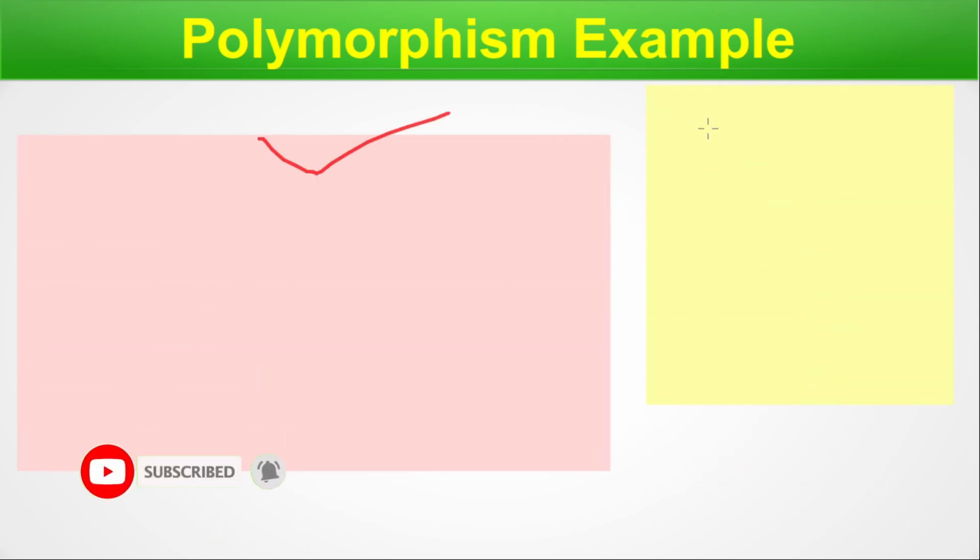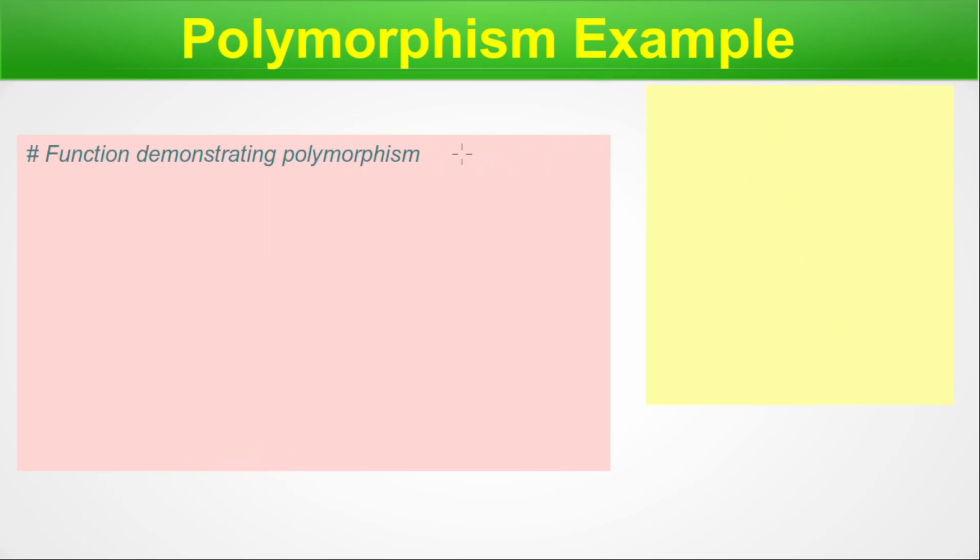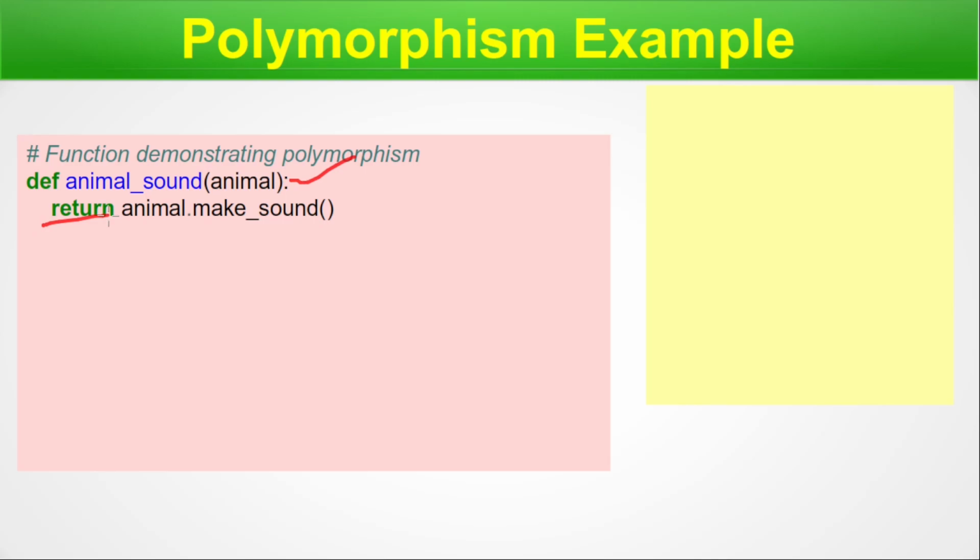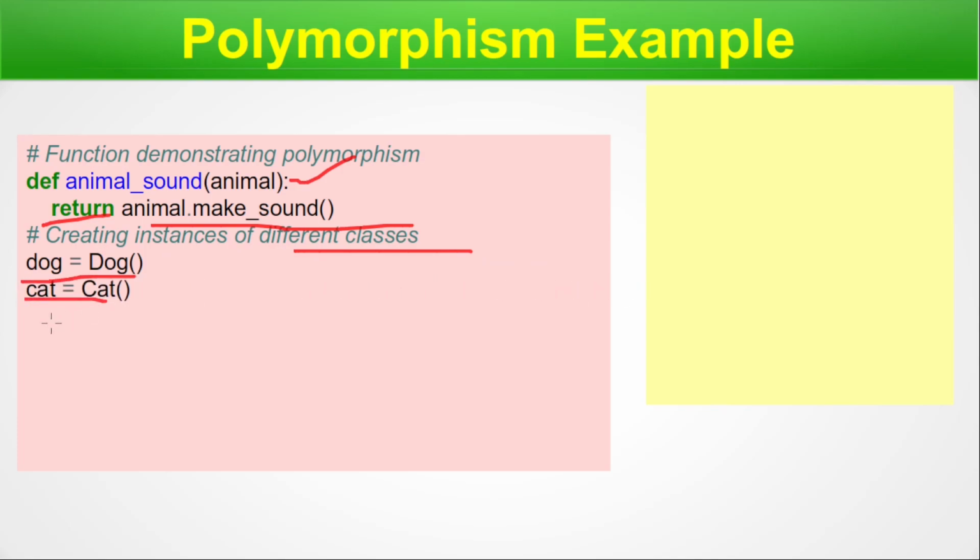The pink box will contain the code and the yellow box will contain the explanation. Function demonstrating the polymorphism. So def animal sound, which we just talked about in the last slide. And here return animal.make_sound, creating instances of different classes. Dog, then dog, Cat, then cat, Bird, then bird. So you can see the class is here, the first one is capital, the other two are small. So here it is small. So you can even name them dog1, dog2, cat1, cat2 also, you can do that.